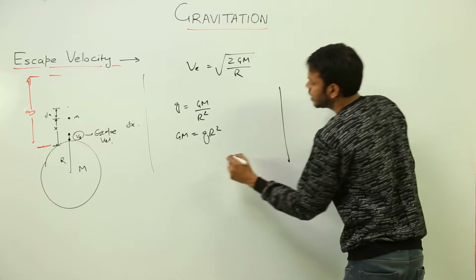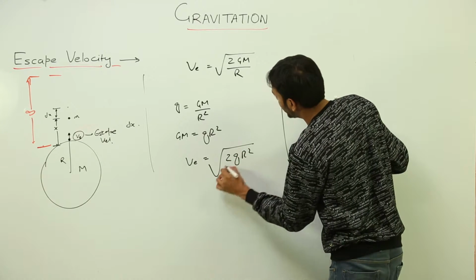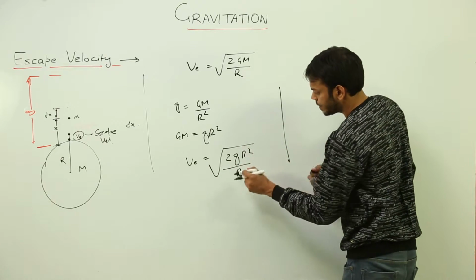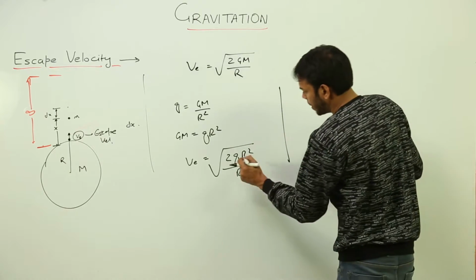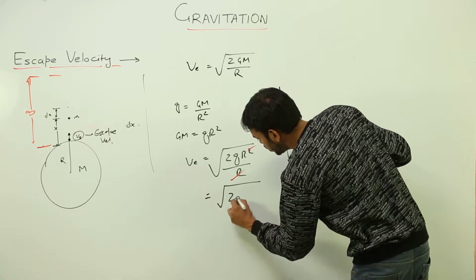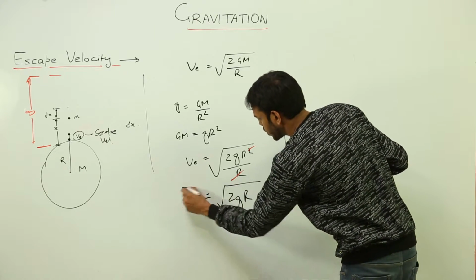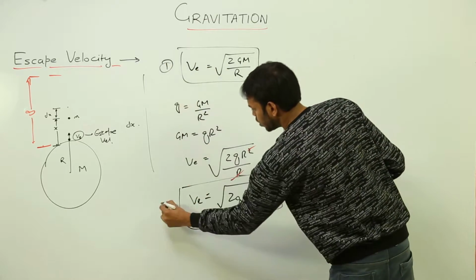Put this value here. I'll get 2g r square over r, and this is one of the most commonly used formulas, which is under root 2gr. This is escape velocity. Another formula. This is 1, this is 2.